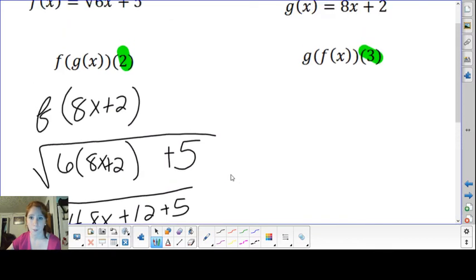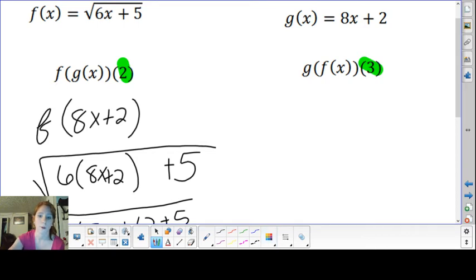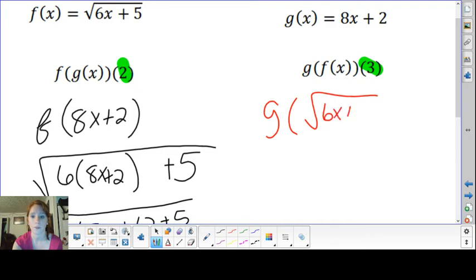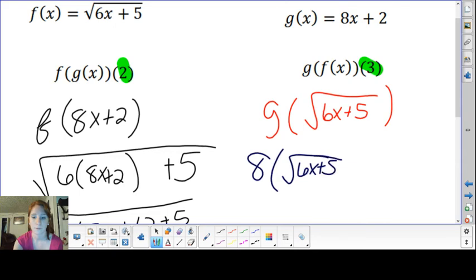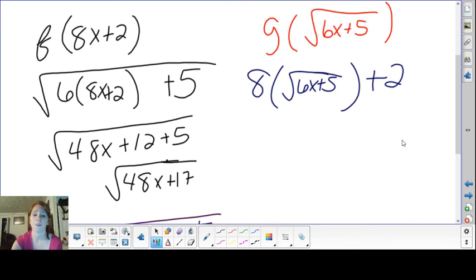Okay, now we're going to go ahead and do the opposite, and we're going to work on plugging f in. So that is the square root of 6x plus 5. Check that again. So my g is 8x. So I have 8 times the square root of 6x plus 5 plus 2. And all I can do there is multiply the 8 out front, because I cannot multiply underneath the radical. So I get 8 times the square root of 6x plus 5.